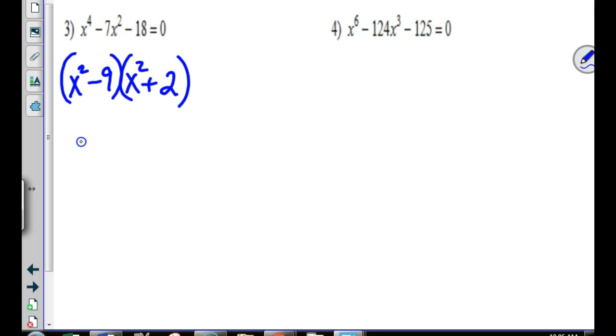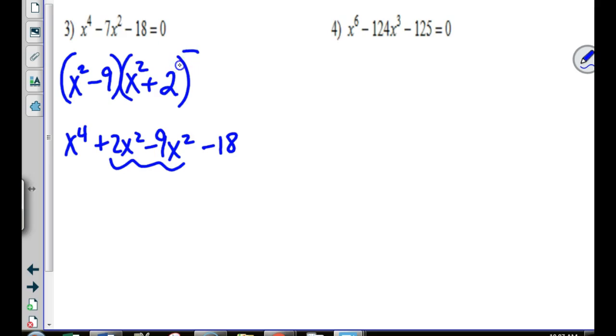Now, FOIL this back together and make sure it works. X squared times x squared is x to the fourth. X squared times 2. Negative 9 times x squared and negative 9 times 2. Does that work? Do those middle ones combine to become a negative 7x squared? Okay.